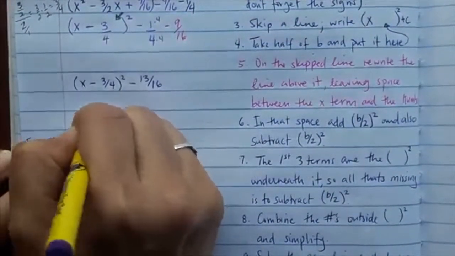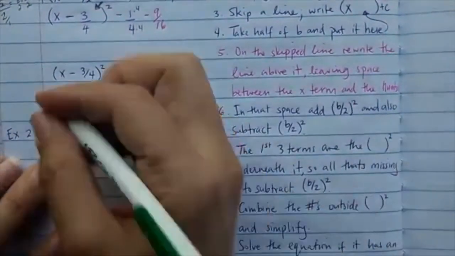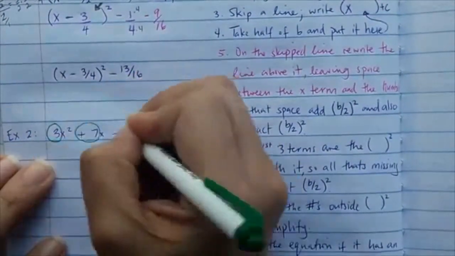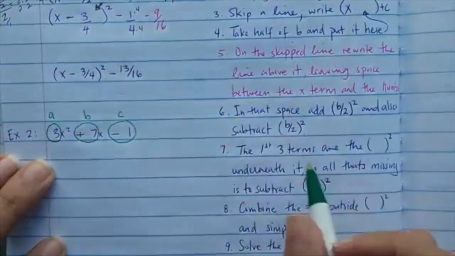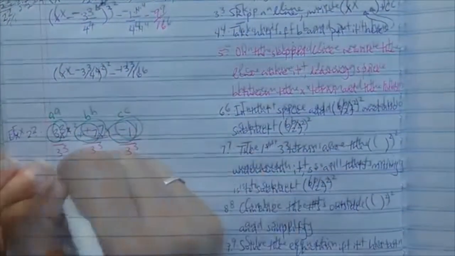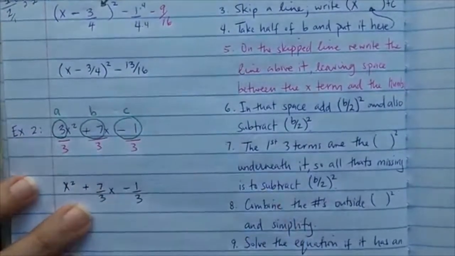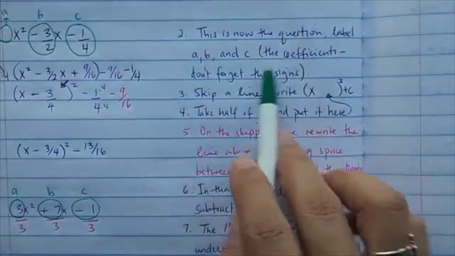Alright, let's take a look at another example. So 3x squared plus 7x minus 1. Again, if a is not equal to 1, divide by a. So a is 3 in this case, so we're going to divide everything by 3. Rewrite it, that's my new term, so that's going to be x squared plus 7 over 3x minus 1/3.